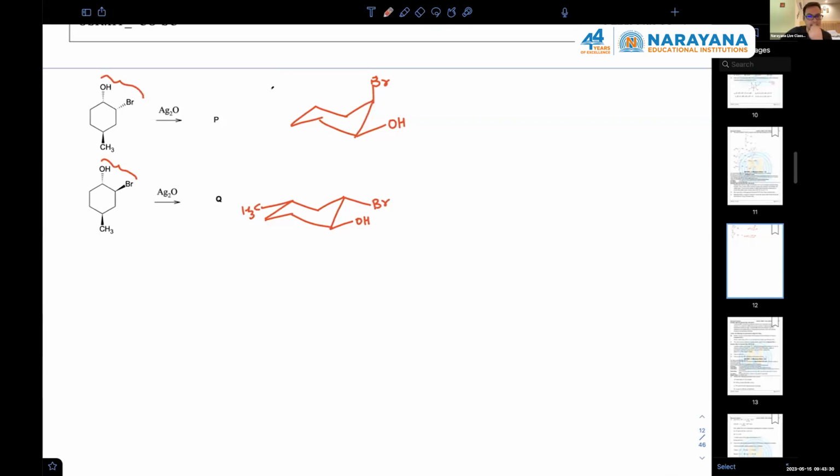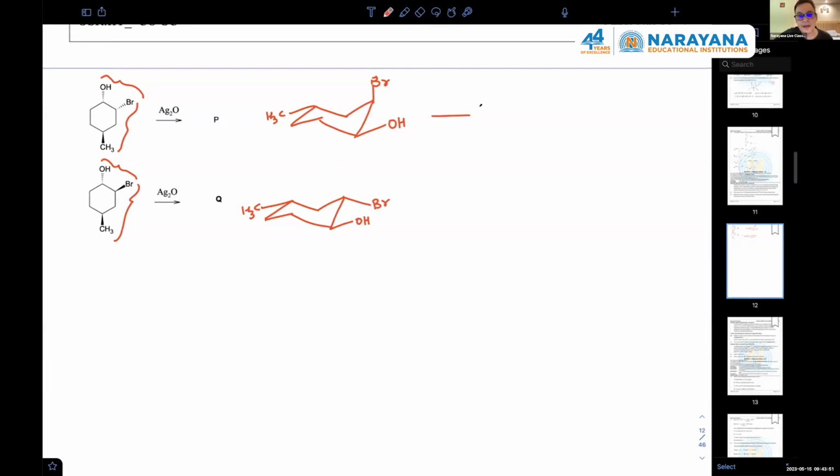Methyl should be like a wedge. So these two are in the trans condition, so methyl should be downside. This is the case, right? Now the point is very much clear. These two are cis, methyl is a trans. Here Br and OH are trans, and Br and methyl are cis, so both are down.